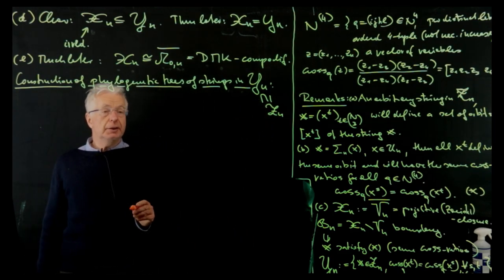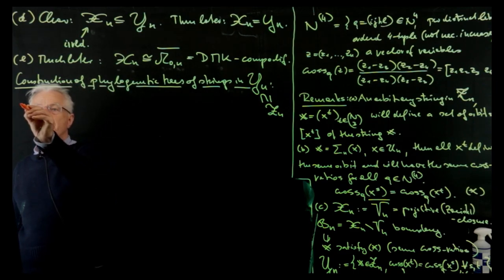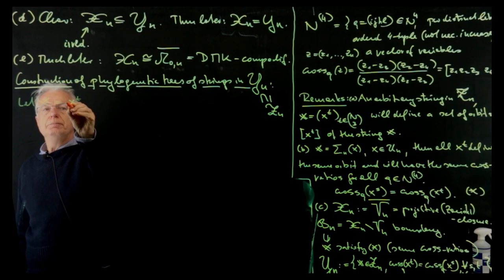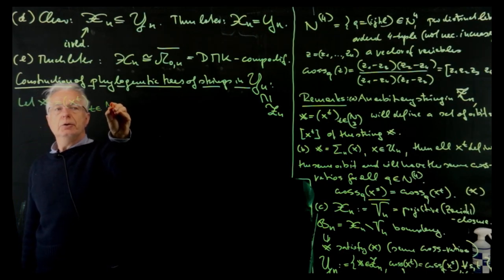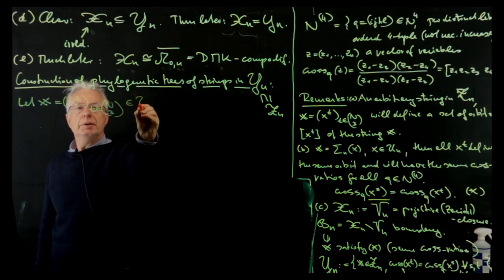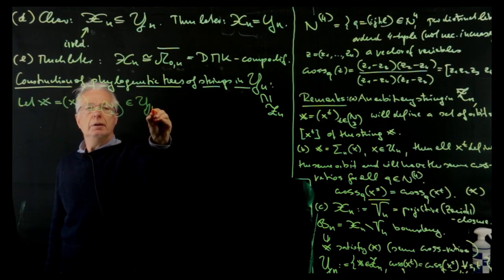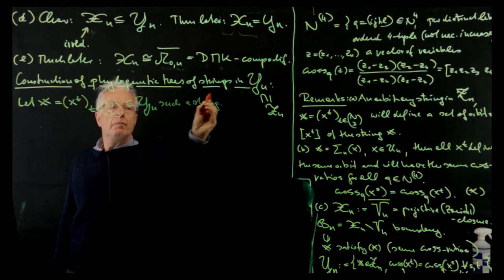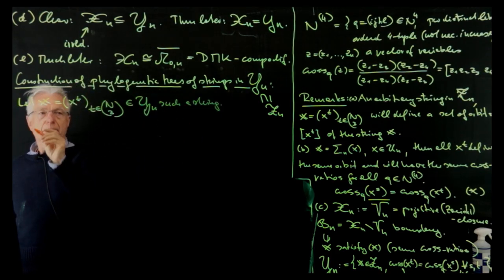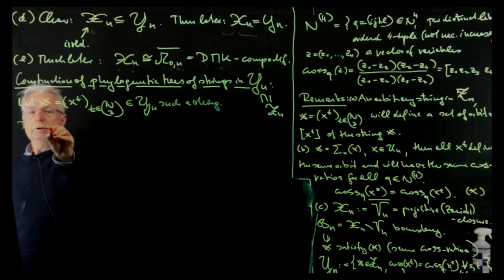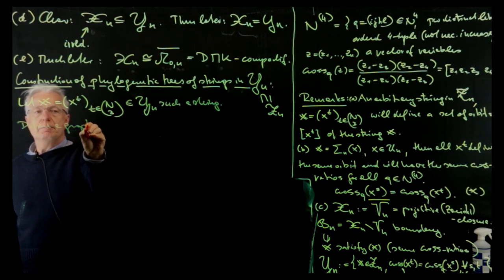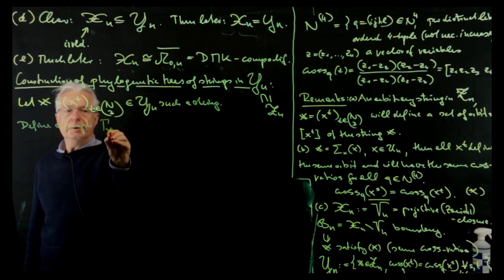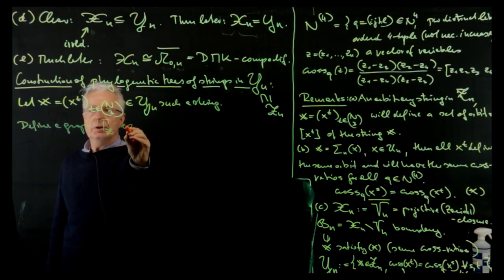I already indicated a little bit how this works. So let x equal xt, t in n over 3, be in Yn such a string. Then we want to define a graph, gamma of x, as follows.